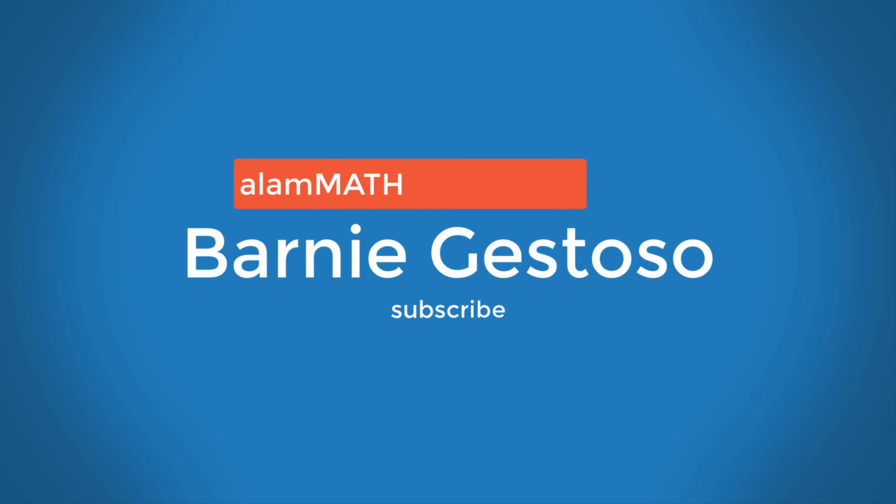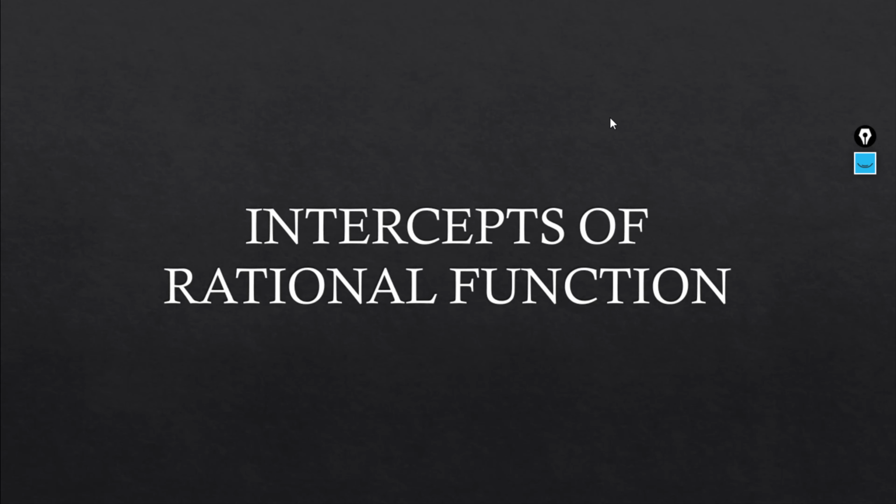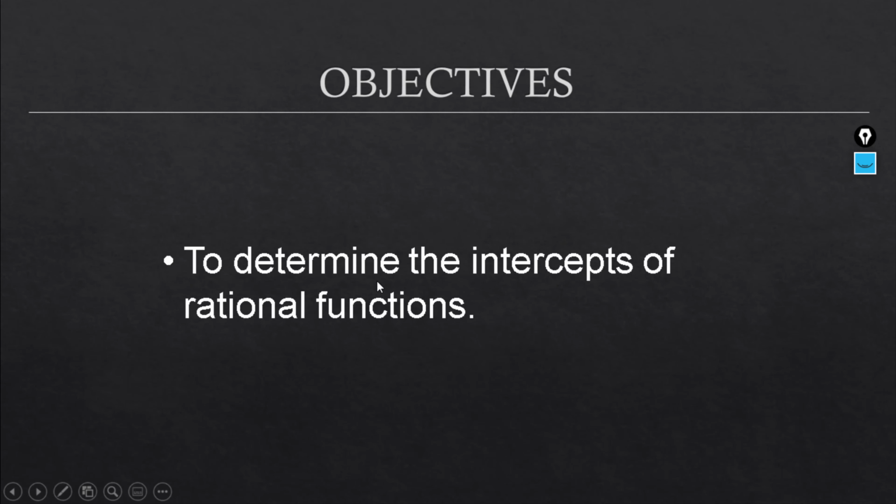Hi class, our topic is intercepts of rational function. Objectives: to determine the intercepts of rational function. Here are the steps in finding the intercepts of rational function. Number 1, to find the y-intercept, substitute 0 for x and solve for y, or y, di ba, equal to f of x. Then number 2, to find the x-intercept, substitute 0 for y and solve for x.